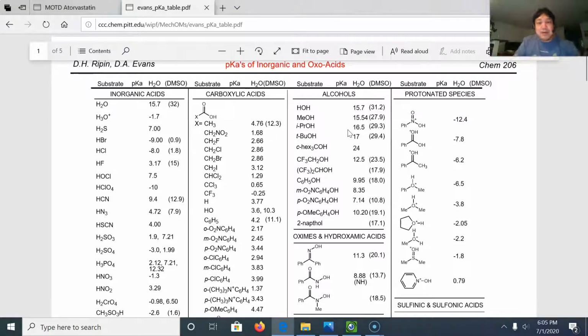And let me pick up an alcohol. Here's methanol, CH3OH, and that pKa is 15.5.